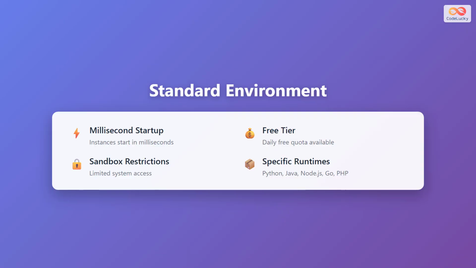Let's dive deeper into the standard environment. One of its most impressive features is millisecond startup time. Instances can start up in just milliseconds, making it perfect for handling sudden traffic spikes. There's also a free tier available with a daily free quota, which is great for small projects and testing. However, the standard environment does have sandbox restrictions that limit system access for security reasons. You're limited to specific runtimes including Python, Java, Node.js, Go, and PHP. These restrictions ensure high security and enable the incredibly fast scaling that makes the standard environment so powerful.